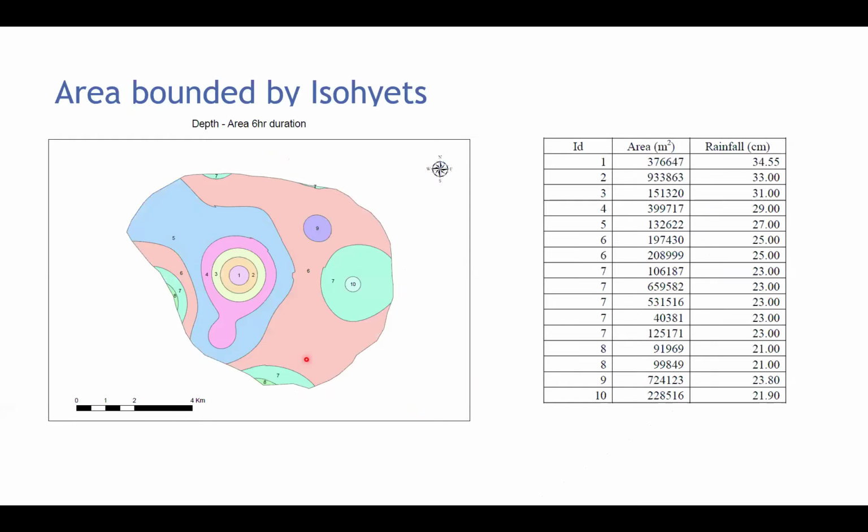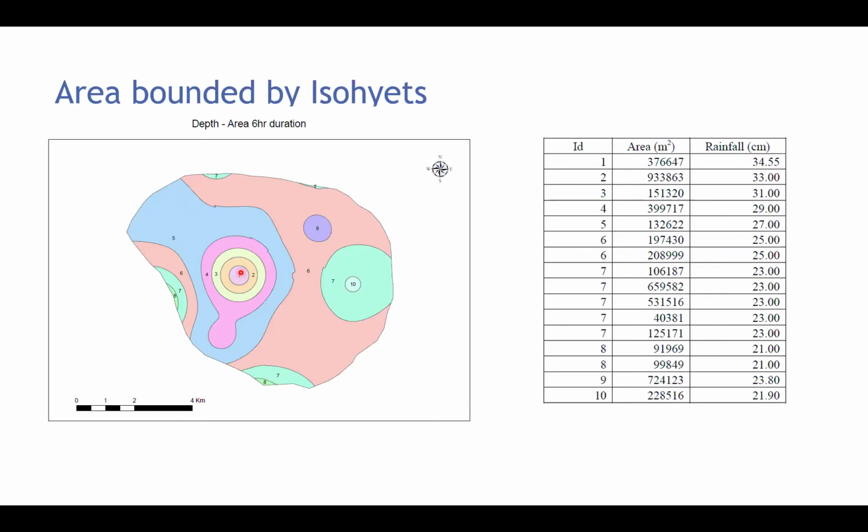Right, now my next requirement is to calculate the depth area duration. Okay, so the duration is 6 hours that I have already fixed. Now for this particular duration, I am going to calculate the depth and the area. So here you can see that this particular polygon, I have just converted into polygons. So now I can say that for this particular area, I am going to get a rainfall of, okay, I have just written it as cm, you can take it as mm. So this much mm.